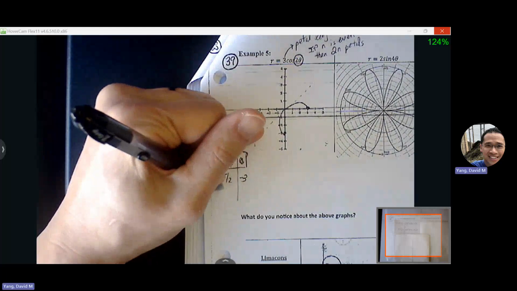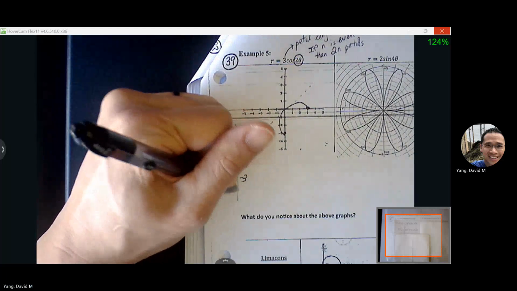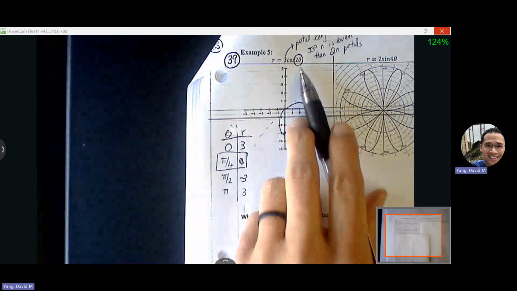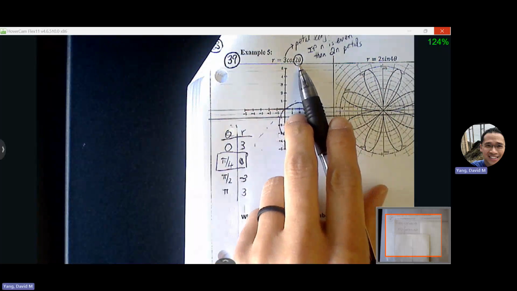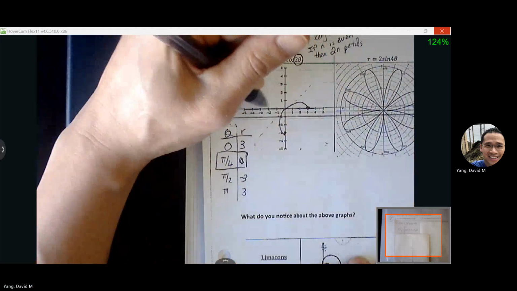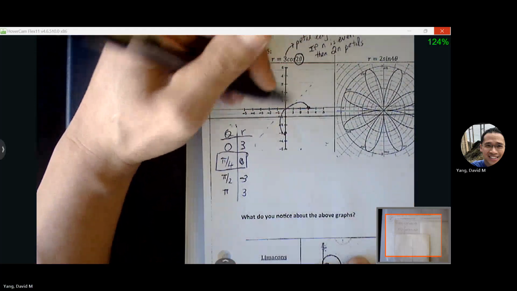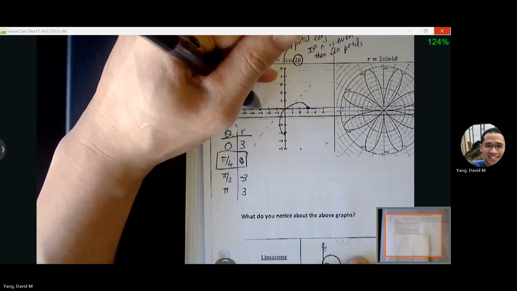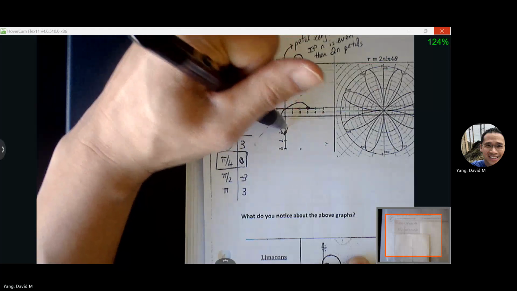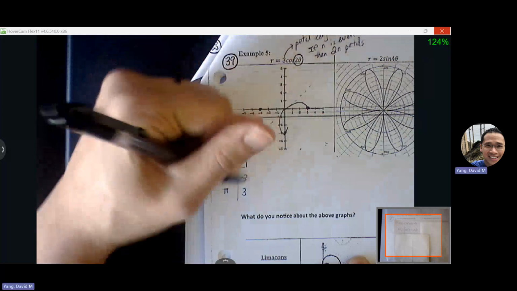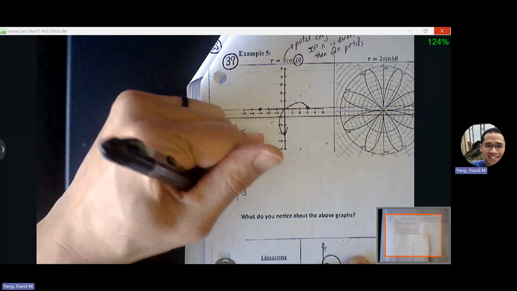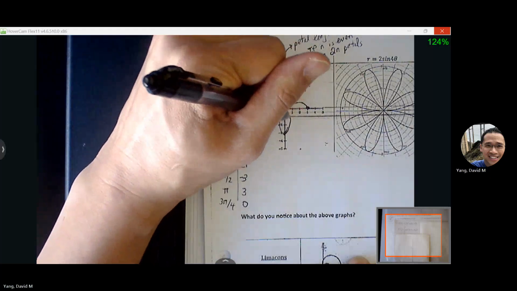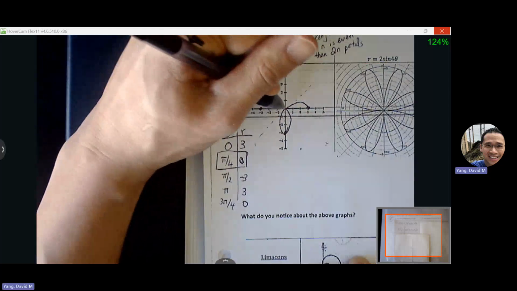Pi over 2, yeah, and then pi is at 3. I plug pi in, 2 pi is 1, and 1 times 3 is 3. Oh, sorry, I skipped over 3 pi over 4. 3 pi over 4 is going to be 0. And then pi is going to be at 3.